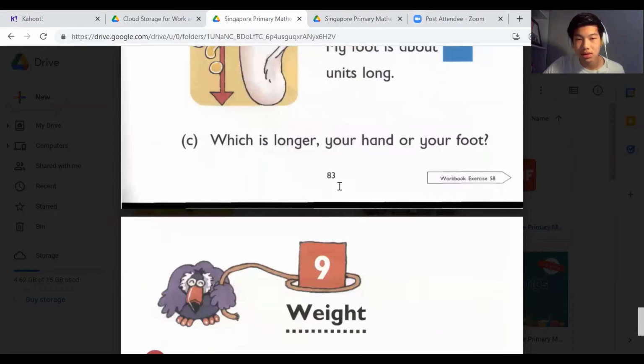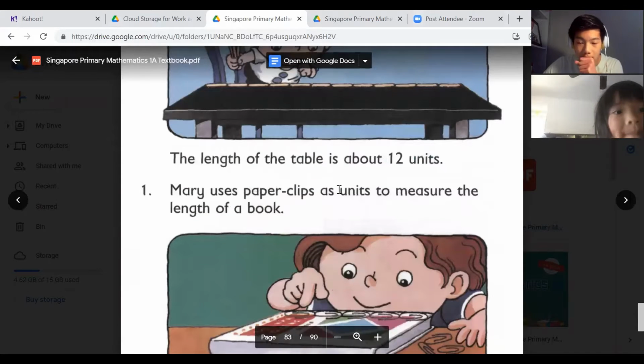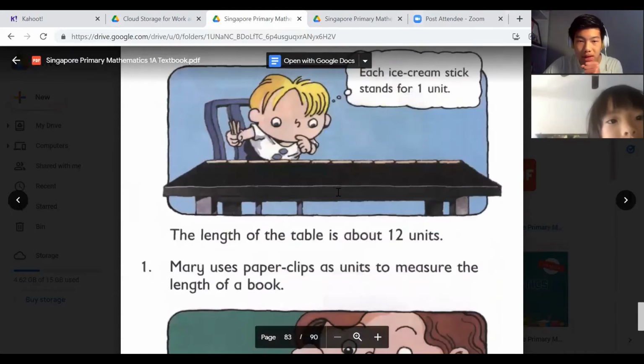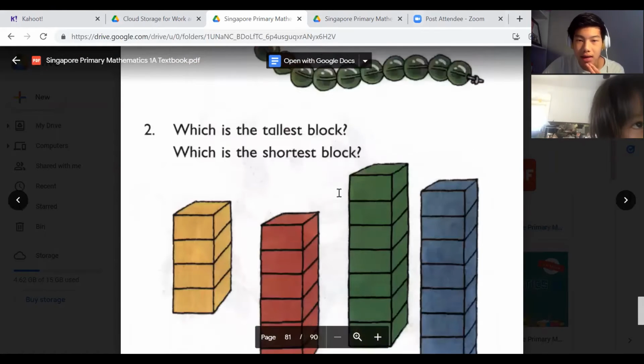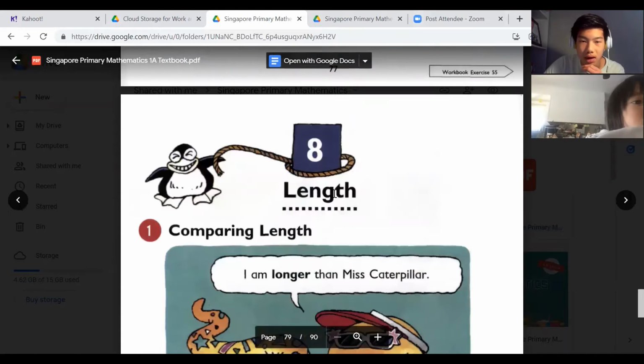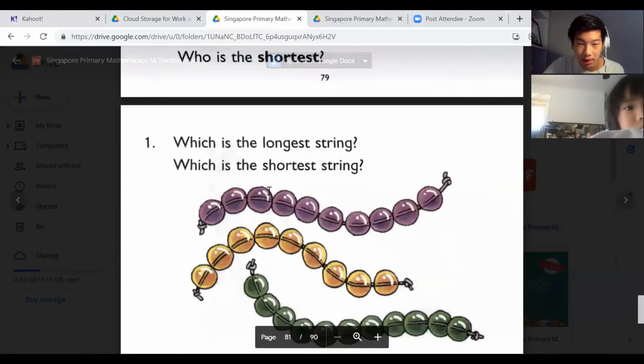Last class, there was only one person. So if we get through today's material, we can go back and review lesson 8, which is about length.